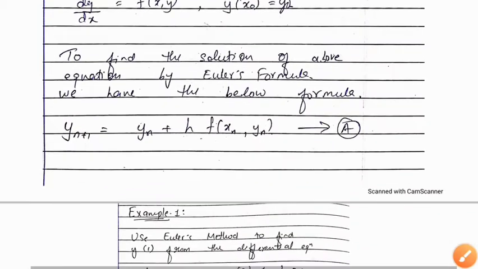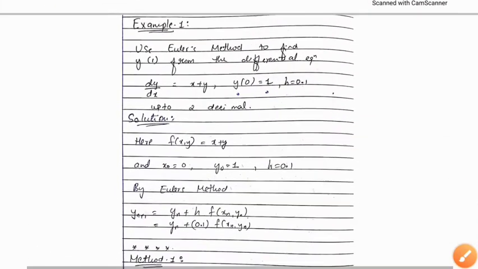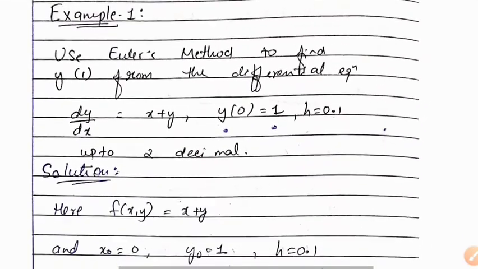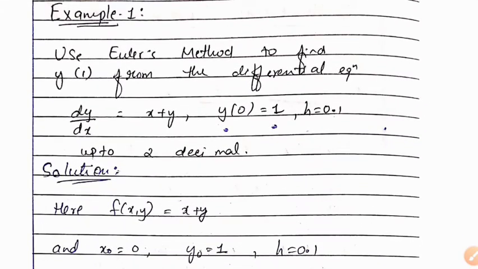Now see, this example can be solved in two different ways. We will discuss both the methods. One is table formation and one is stepping method. You can use any of them.